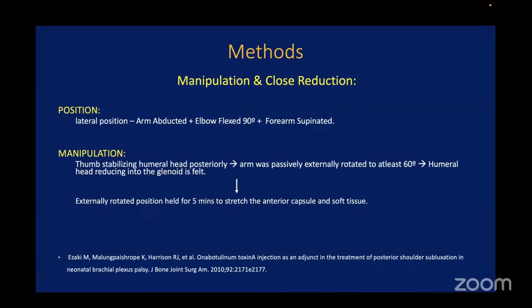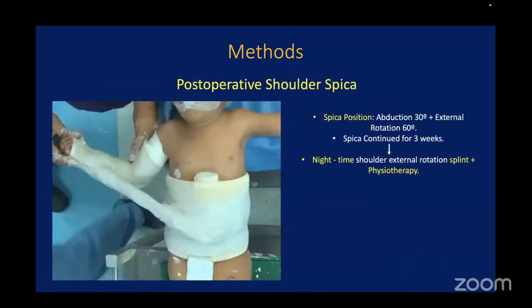The manipulation technique: thumb stabilizing the humeral head posteriorly. The arm is passively externally rotated to at least 60 degrees and the humeral head reduces. So what we feel is the humeral head reducing into the glenoid. This position is held for 5 minutes to stretch the anterior capsule and soft tissue. In the spica position, the abduction of 30 degrees and external rotation of 60 degrees is maintained and the spica is continued for 3 weeks, after which a nightly splint is given to the patient and physiotherapy is initiated.